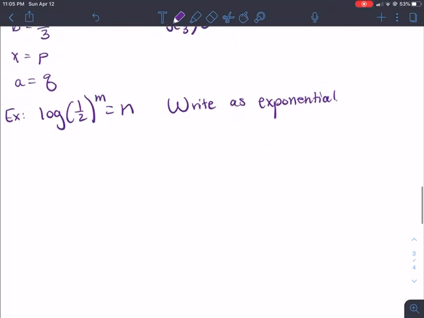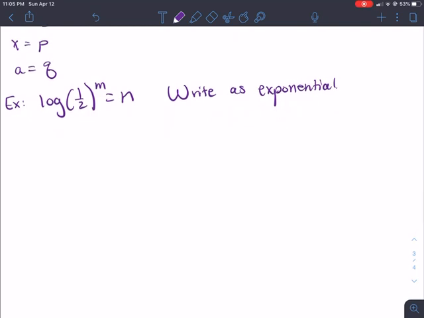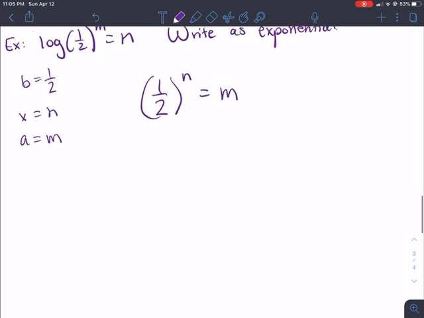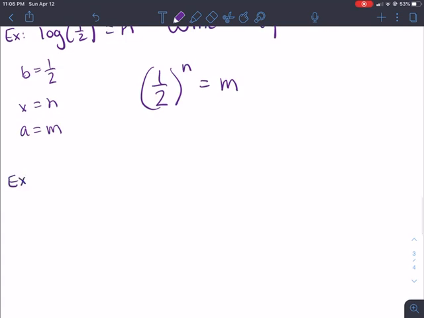Okay, so another example, the log base 1/2 of m equals n, and they want us to write it as an exponential function. So my base is 1/2, my x is n, and my a is m. I'm just going to plug it in. So my b, 1/2, to the power of x equals m. I'm going to do another example to show you that you can write it as an exponential one.